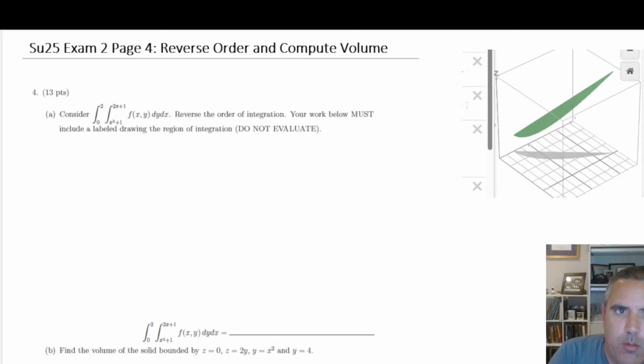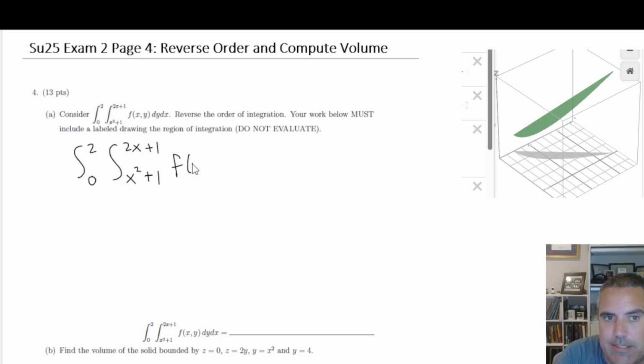Last page of the Summer 25 Math 126 Exam 2. This question was about understanding double integrals and how to work with them. The first question was about reversing the order. Over the years I've noticed these questions tend to make students pretty uncomfortable. So that's why in class I gave some key tips. Now, there's still people that made some mistakes, so let's talk about those key tips again.